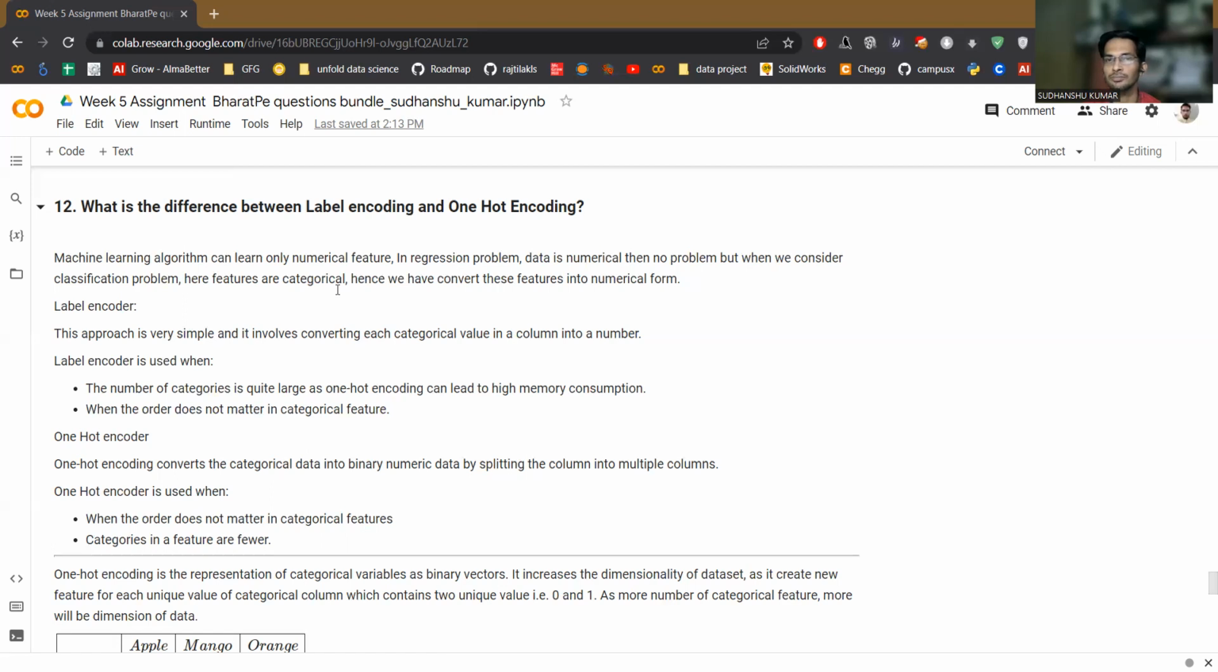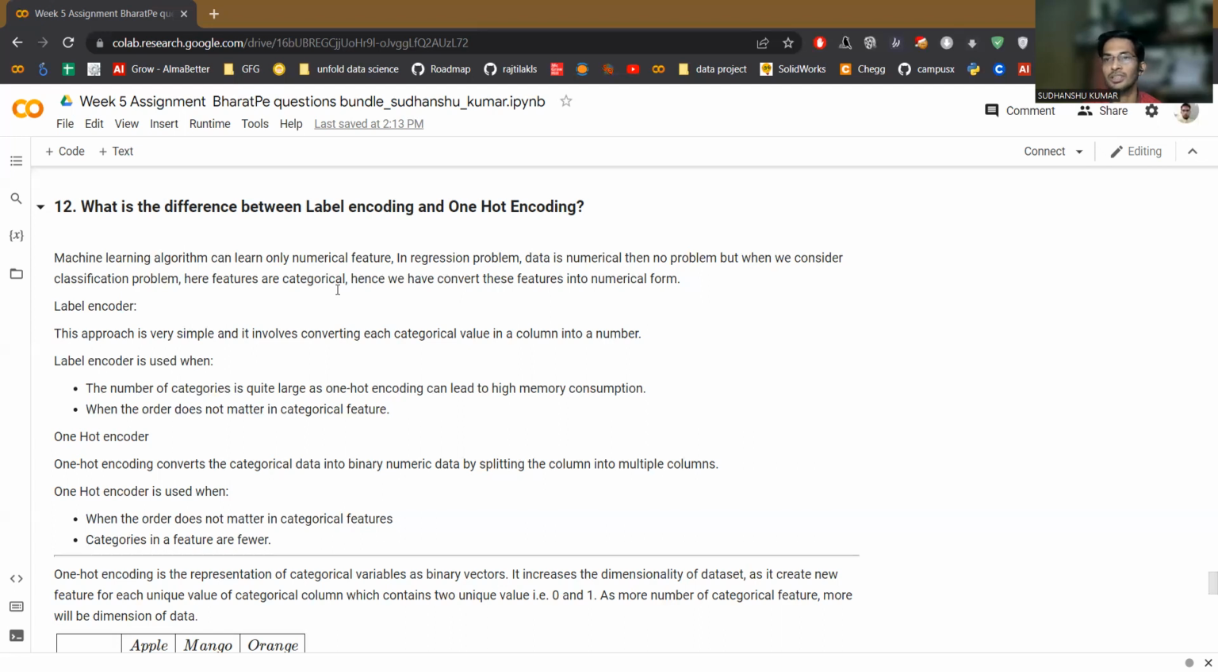In one-hot encoding, each categorical feature is converted into separate columns which contain two unique values, that is 0 or 1. If a particular category exists in that particular column, then it is marked as 1, otherwise it is marked as 0. This way, it will create a sparse matrix. Also, every unique value of a particular feature is converted into a separate column.